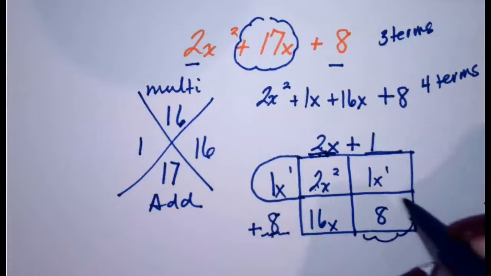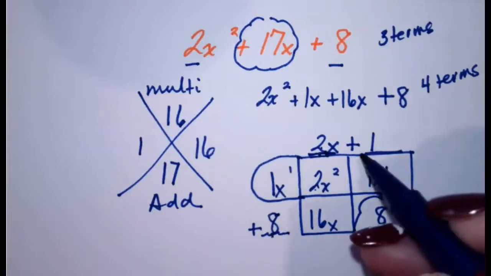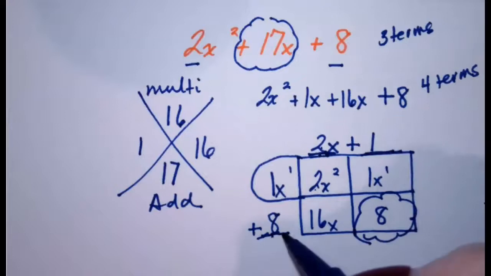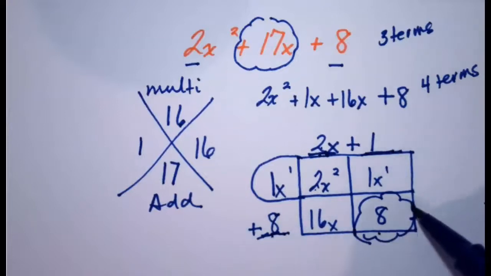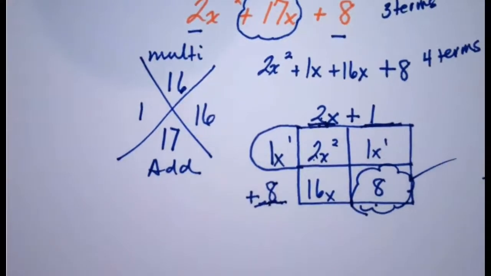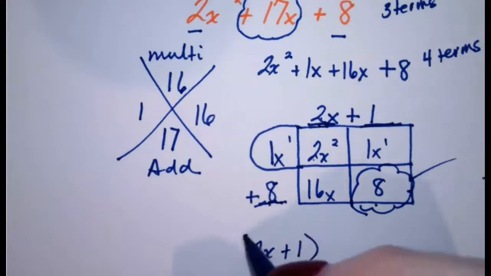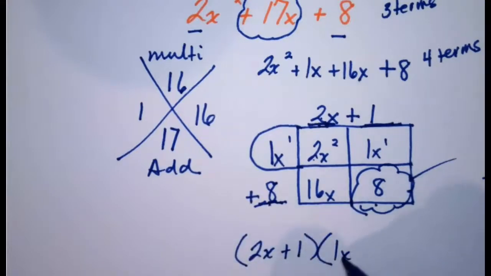And I'm going to check my last box. Is 1 times 8, 8? Yes. So I did it correctly. My factors are 2x plus 1 and 1x plus 8. You do not have to put the 1 if you do not want. I use it all the time because I think it helps our head.